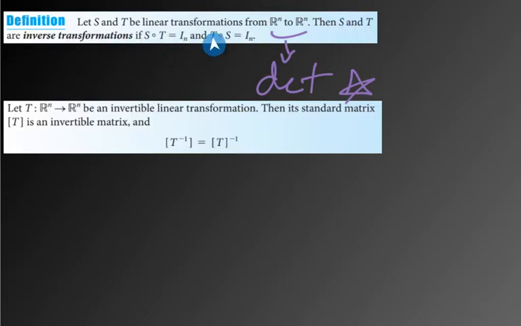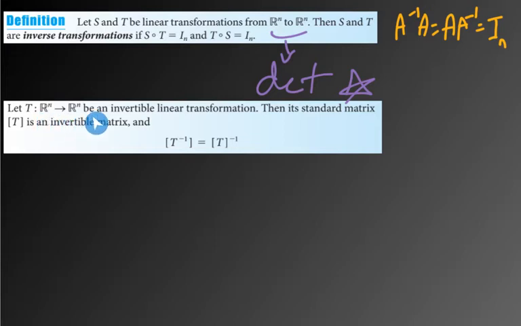Basically their compositions both equal the identity. It doesn't matter if you do T then S or S then T, you should get the n by n identity. And that fits with our notion of A inverse A equals A A inverse equals I n. This is basically the exact thing I'm talking about, but using the notation of linear transformations.